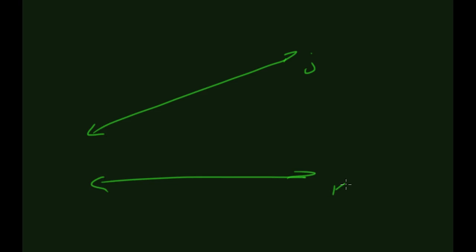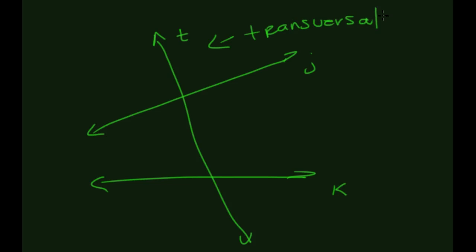Now, what happens if I have three? So a common idea here is to have one line here, which we're going to call J. Another line here, which we'll call K. And then we have a line that goes across them, and we're going to call that line T. When that happens, with two lines being cut by a third line, that line we call a transversal. So the line that's cutting the other two lines is what we call a transversal.